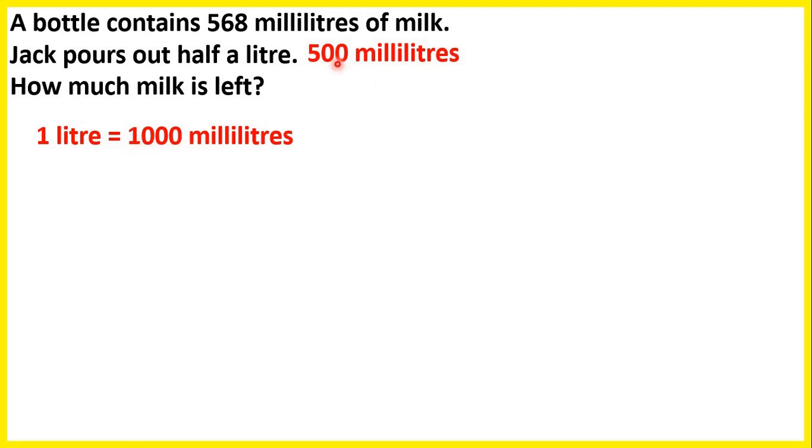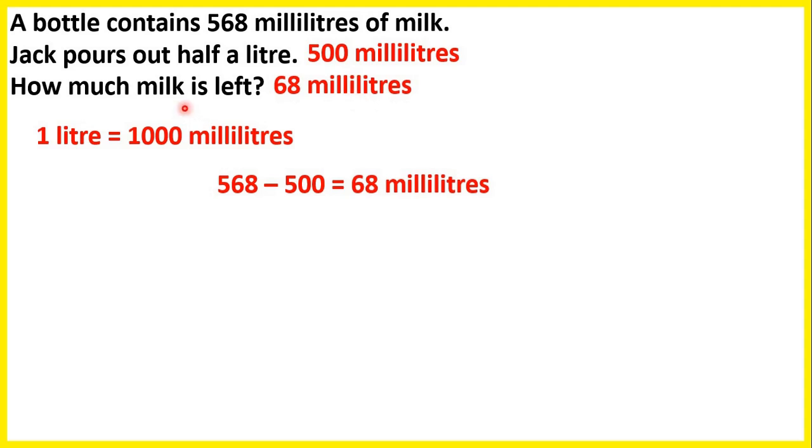is 500. So the bottle starts with 568, but 500 get poured out. So we need to subtract, and that gives us 68 millilitres for how much milk is left.